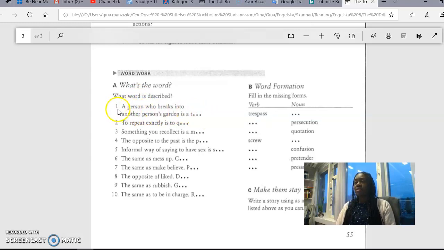For instance, 1, a person who breaks into another person's garden is a da da da da da. The word starts with a T, so it gives you a hint of what should follow, right? The words are supposed to come from the text, not your own personal ideas, rather based on the text that you just read.